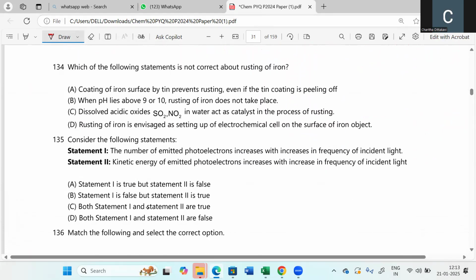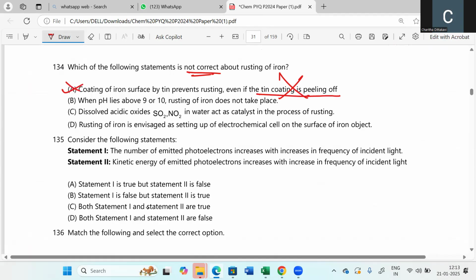Next. Which of the following statements is not correct about the rusting of iron? Coating of iron surface by tin prevents rusting even if tin coating is peeling off. No, if the tin coating is peeled off, it cannot. Which of the statements is not correct? Yes, option A is not correct.